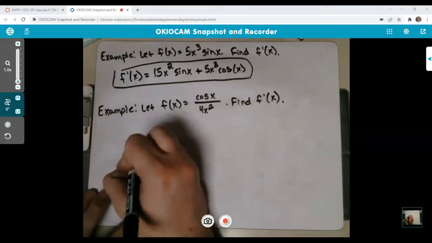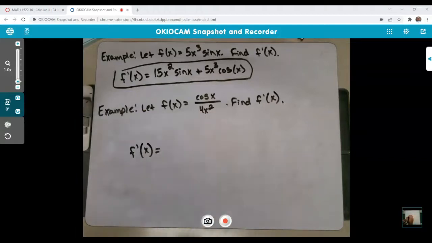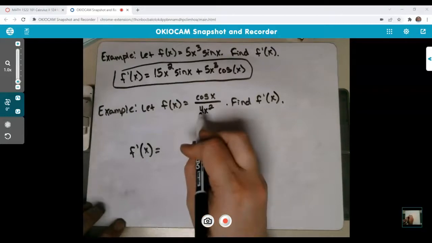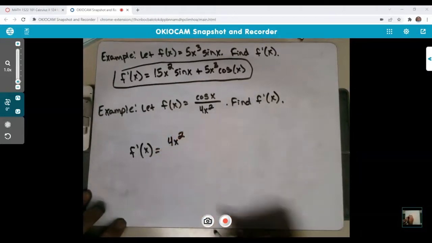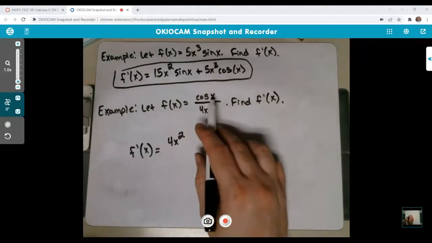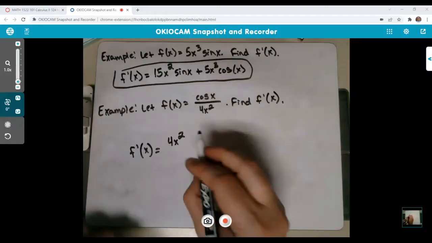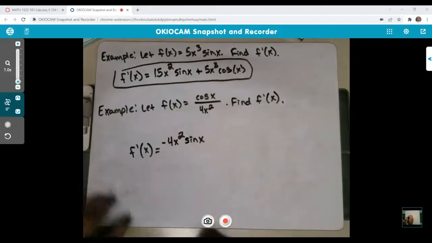Remember, I said a trick on that is I do low d high, high d low over low squared. So I start with the low, which means I'm just going to write down what the denominator is. So 4x squared times the derivative of the top part. That's the d high, right? So the derivative of cosine is negative sine. So I can put the minus sign out front and make it sine of x.